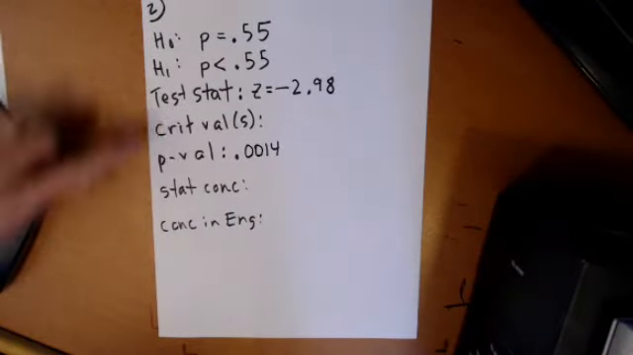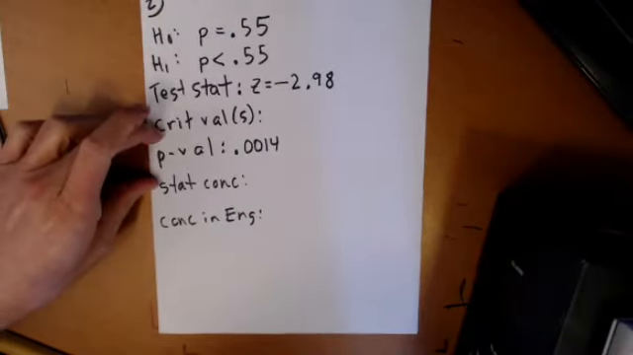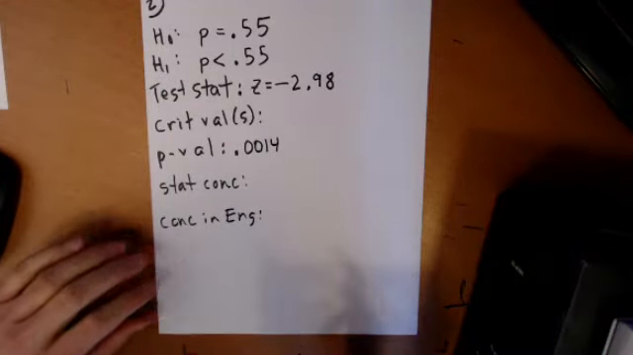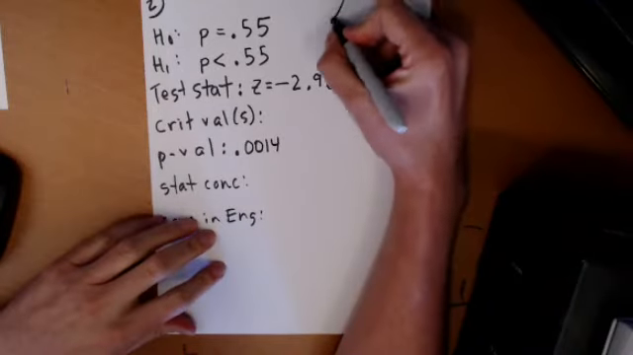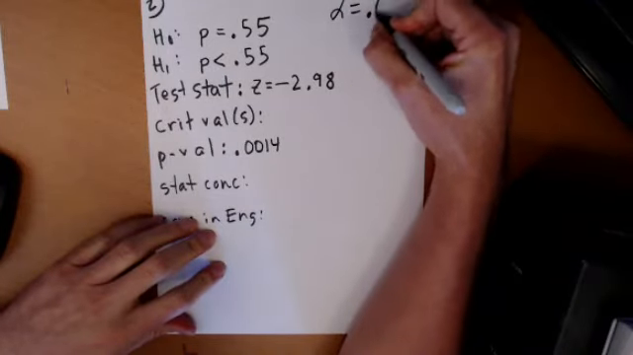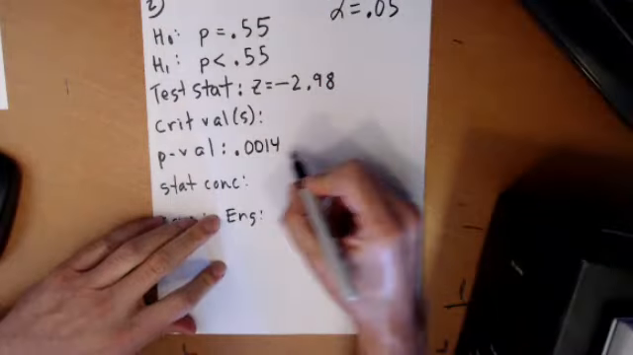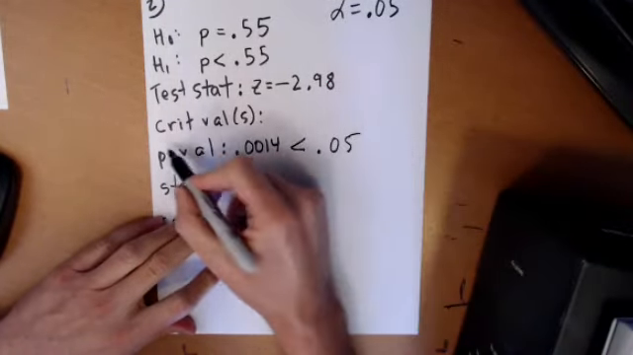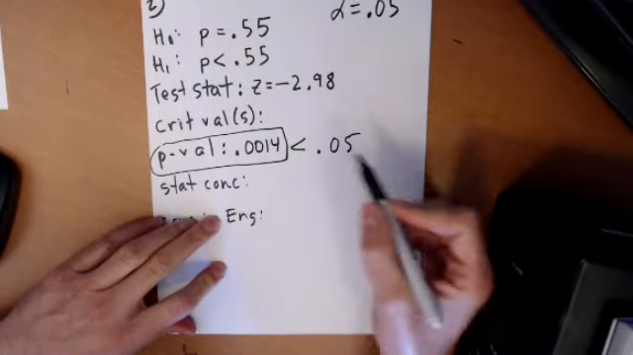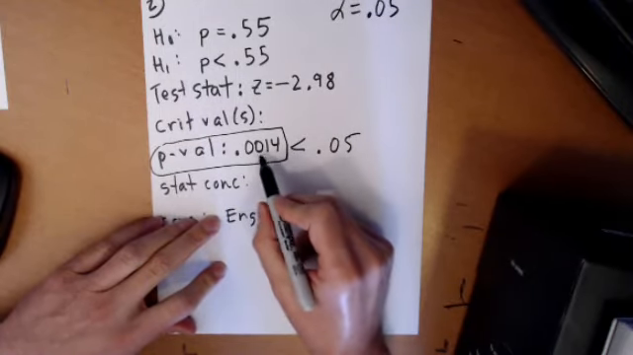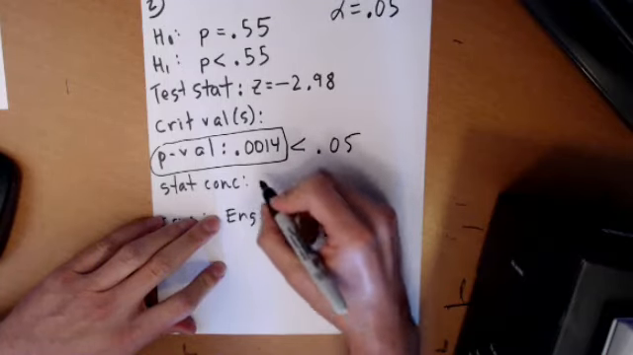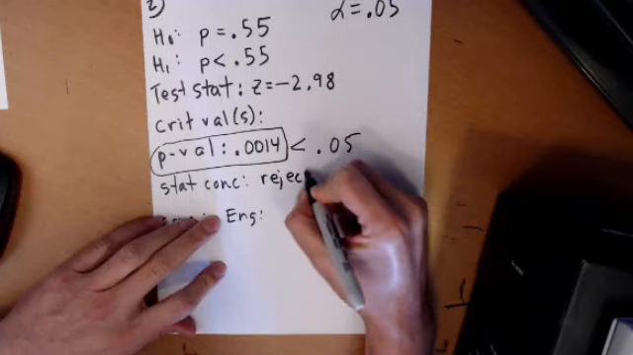Okay. I'll figure out the critical values last. I don't really need them, so I'm just going to keep going. Statistical conclusion: the alpha, the significance level, is 5%, so alpha is 0.05. How does my p-val compare to my alpha? It is less, so I should probably just circle my p-val. The p-val 0.0014 is less than 0.05, so that means if p-val is less than alpha, reject H0.